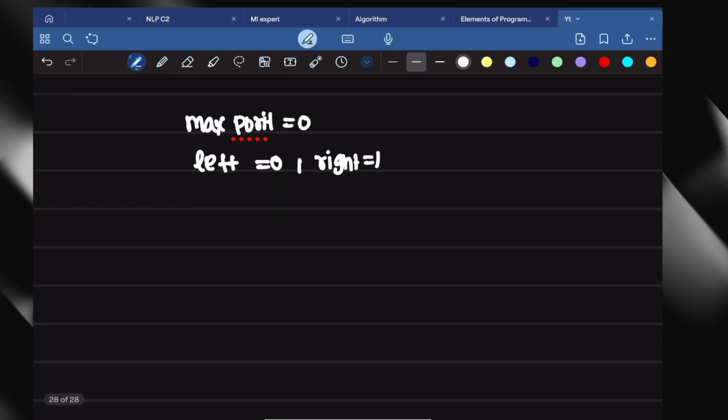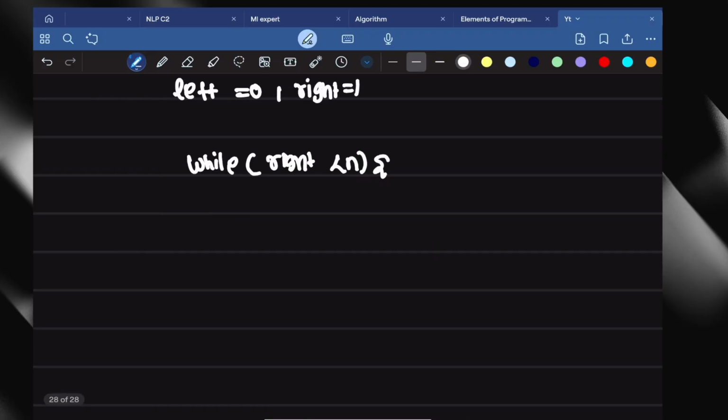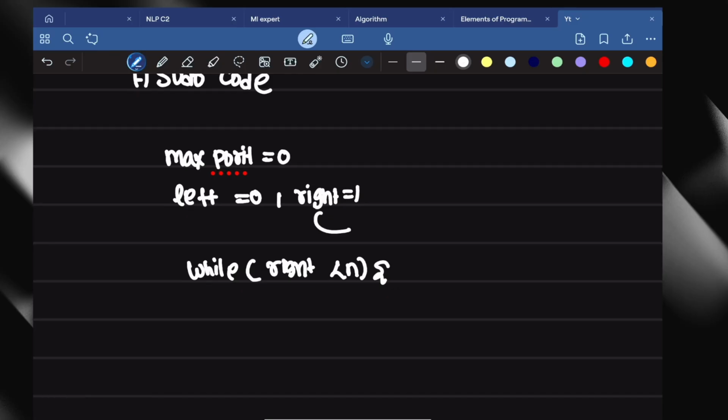Now what we can do is we can start the while loop, or you can use a for loop also. I am comfortable with the while loop. So while right is less than n, where n is going to be the size of the given array. Now let's calculate the current profit. If you remember, the formula is going to be selling minus the cost. If you remember carefully, left is always for buying and right is always for selling.